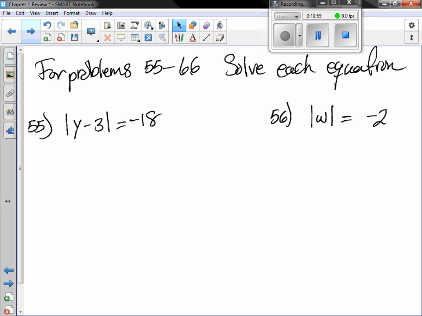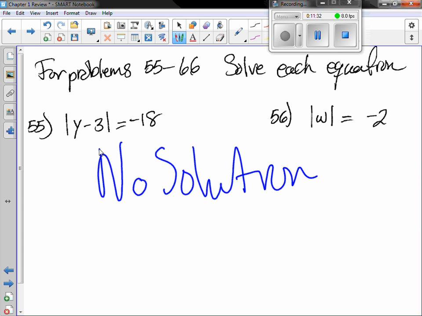55 and 56, solving these here. What are the answers to both of those? Do y'all know? Well, both of these, the absolute value equals a what? A negative number, yes? Can the absolute value ever equal a negative? Well, no, right? Because the absolute value is always greater than or equal to 0, so both of these here are no solution.